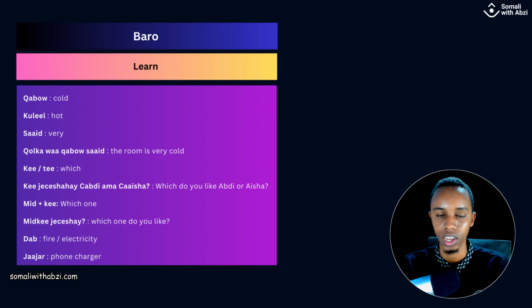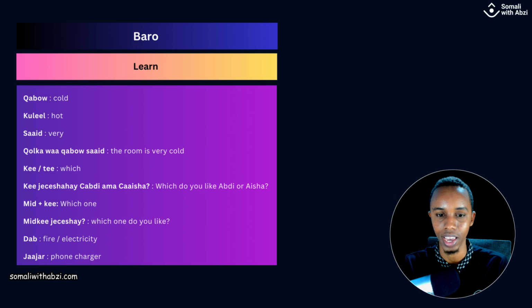The next is kuleel. Kuleel is hot. If you're going to use it in a sentence, you go with kulul. Like if you're going to say the tea is hot, shaaha wa kulul yahay, or you can also say shaaha wa kuleel. If you're going to say the room is hot, you can say qolka wa kuleel, or qolka wa kulul yahay. For qabo, you can say the water is cold, biyaha waa qabow. The room is cold, qolka waa qabow.